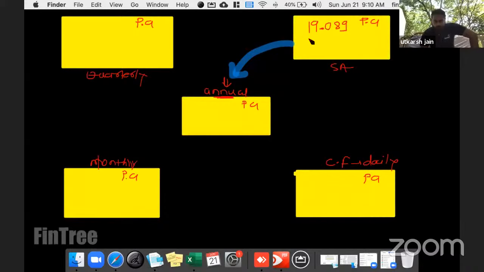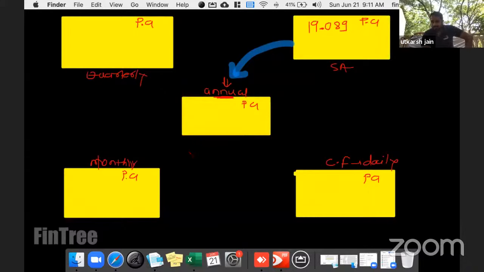So in this case, we have 19.089 as the given rate, but it is a semi-annual rate. So enter this as your nominal rate. 19.089 becomes your nominal rate. Press enter, don't forget that. Then keep the compounding frequency as 2. Compounding frequency is 2. And go and calculate the effective rate.